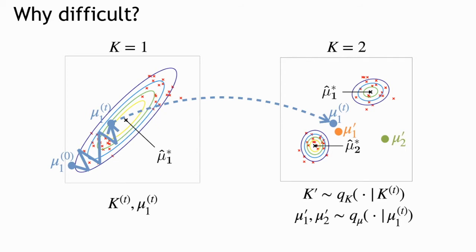As you can see here, it is difficult to land in a region with high posterior mass for the new mu's when the configuration changes. Therefore, it is very likely that we will reject this movement. Even worse, our chain may get stuck in k equals 1 forever and miss the configuration of k equals 2.